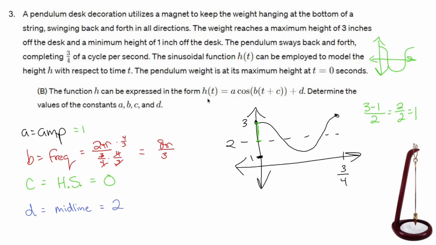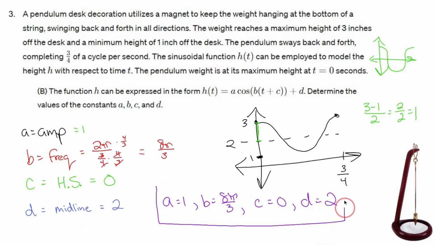So if you're thinking, oh no, let's write out the formula and circle that, don't do that because they don't want you to write out the formula here. They just want you to figure out what A, B, C, and D are. So let's rewrite those out so they're nice and pretty. A is 1. B is 8 pi over 3. C is 0. D is 2. And that's part B.